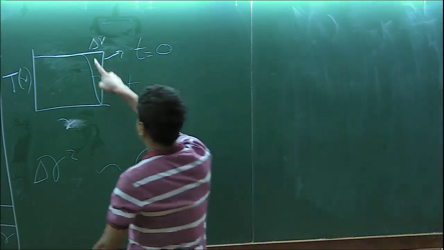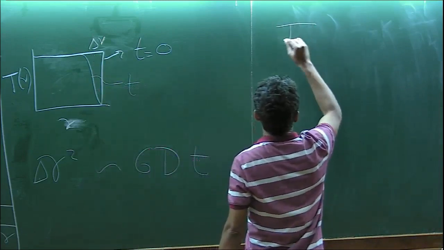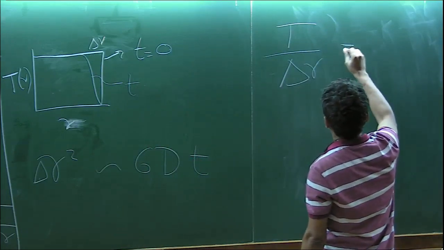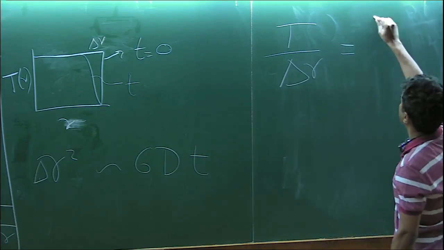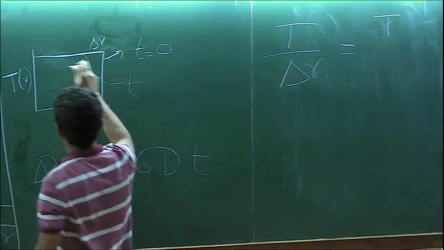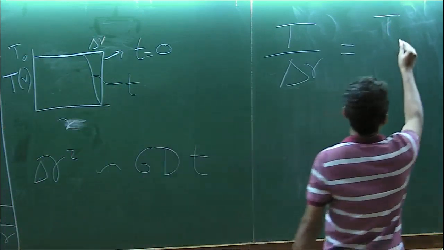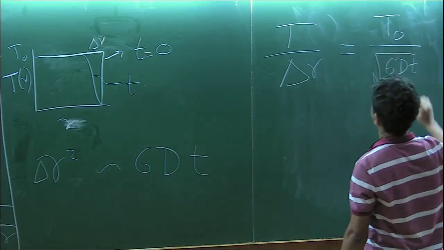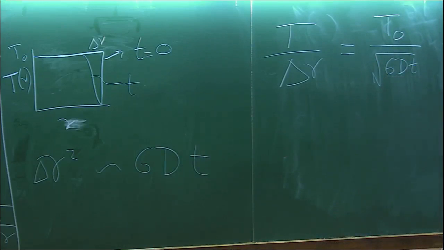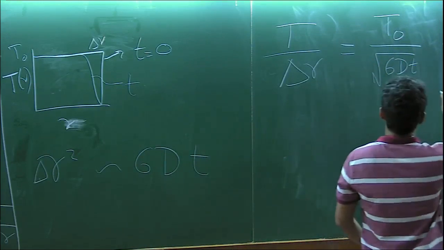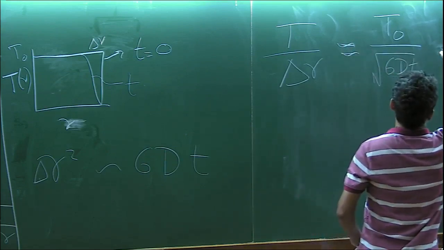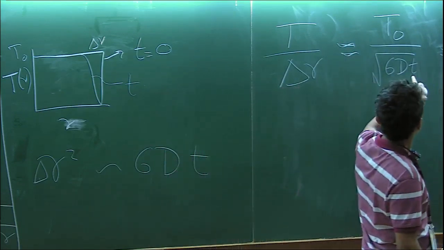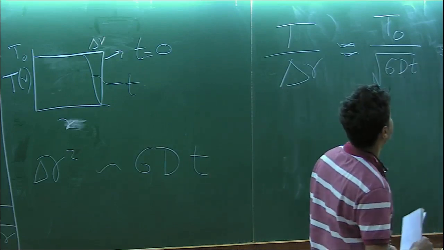Now, roughly, what is the gradient? It is T divided by delta r. T is just T naught, which is the 6000 degrees Kelvin, and delta r is just the root of 6Dt. So this is equal to dT/dr. This is roughly the idea. These are all approximate symbols. If you assume a diffusive process, then you expect the gradient to change with time in this way. It's just a heuristic estimate.